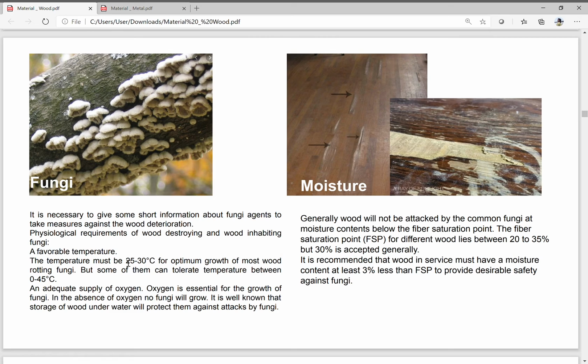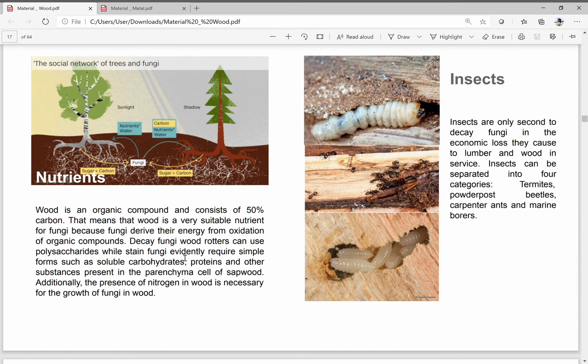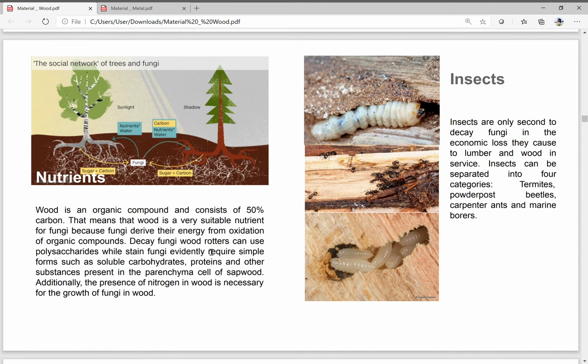So that's why you have this process of drying wood that would prevent the wood from cracking or peeling off. Right. So, nutrients. You have your wood as an organic compound and it consists of 50% carbon. So it is basically a suitable nutrient for any fungus.